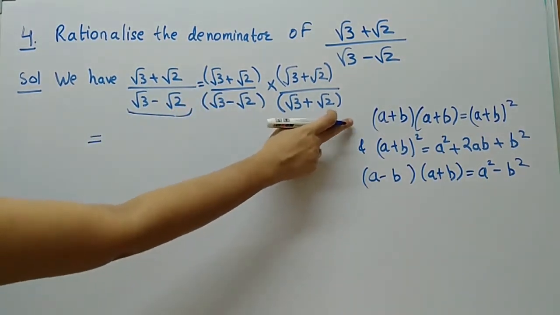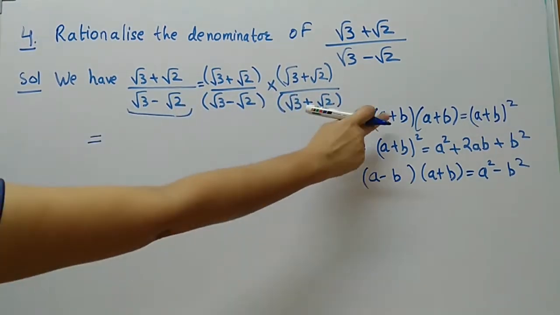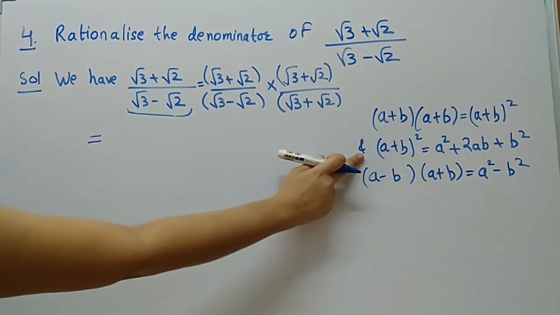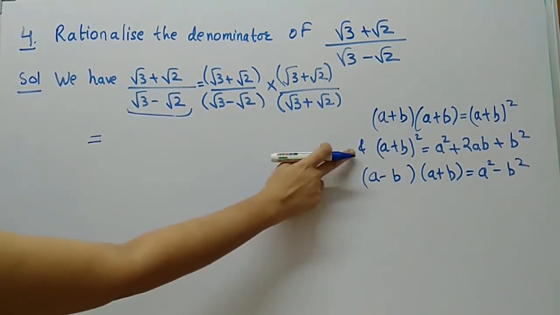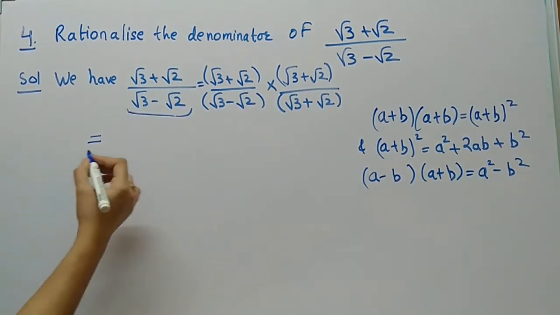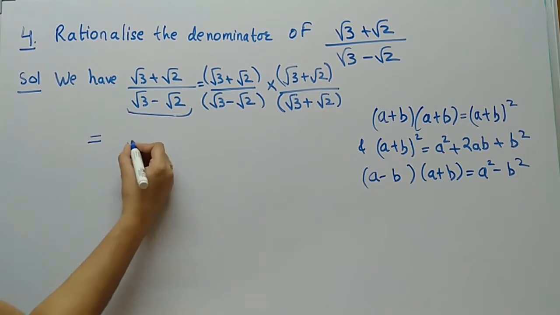Now we know this identity: (a plus b) into (a plus b) is equal to (a plus b) whole square, and (a plus b) whole square is equal to a square plus 2ab plus b square. So we will use this identity in the numerator. So it will become (root 3 plus root 2) whole square.